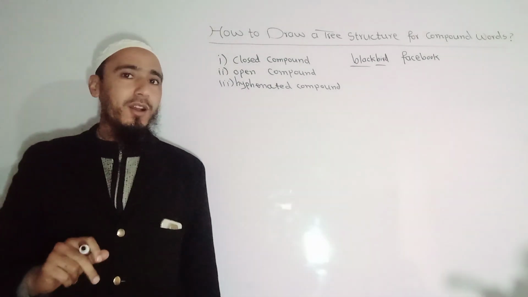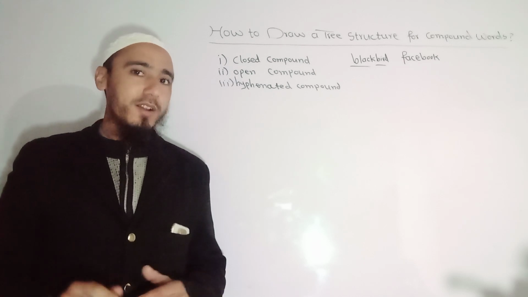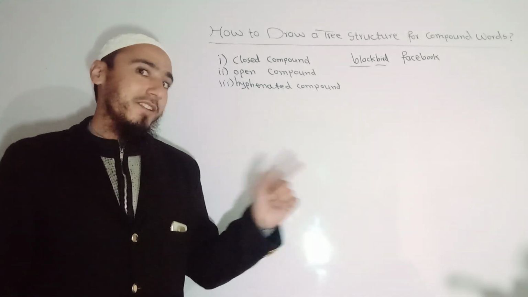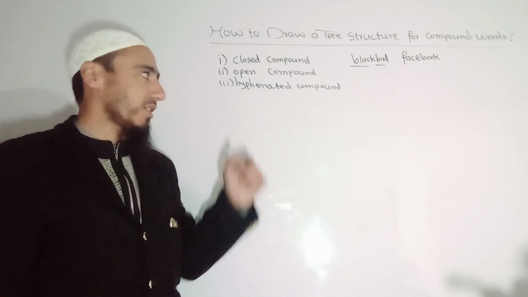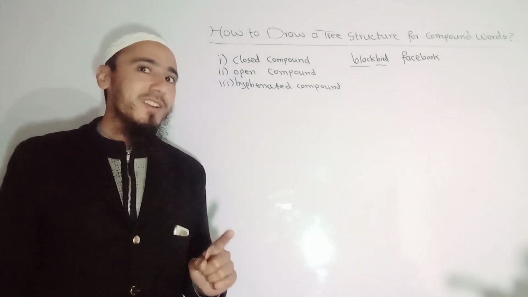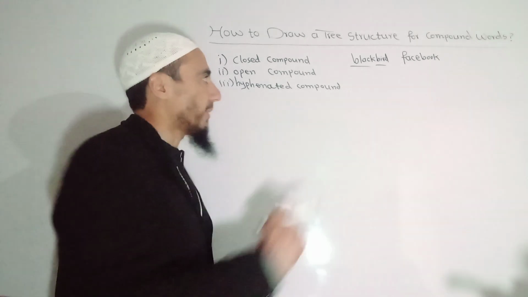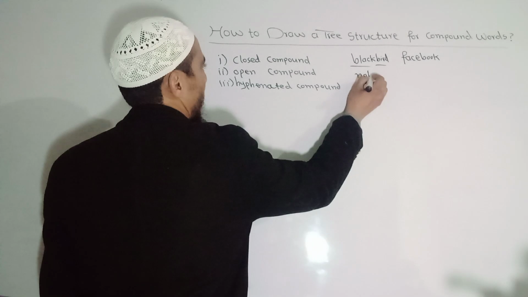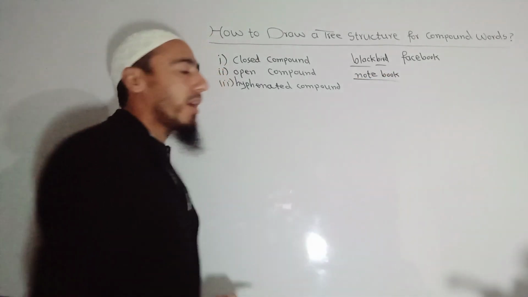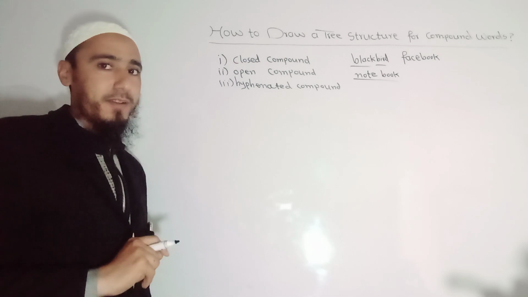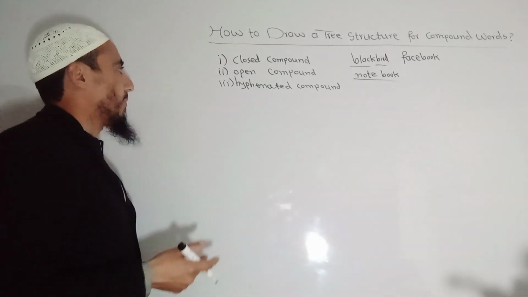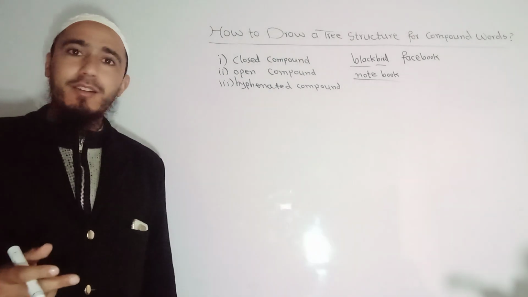Now, what is open compound? Open compound is a compound which is formed with the combination of 2 words, but there is a little space between them. For example, we have note, which is one word, and we have book, which is another word. However, it is a compound word, and there is a little space between them. There are a lot of words you may have. I just wrote one example.